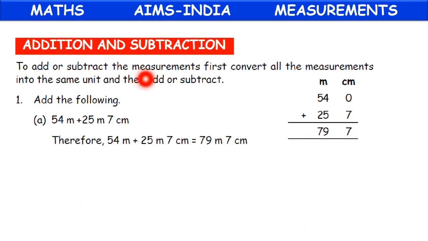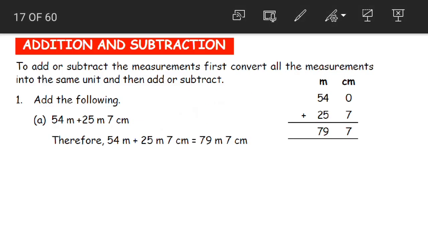Now to add or subtract the measurements, first convert all the measurements into the same unit and then add or subtract. What are they saying? In the question here we have: add the following, 54 meters and 25 meters 7 centimeters. So here if you observe children, first is 54 meters. It is having only meters.